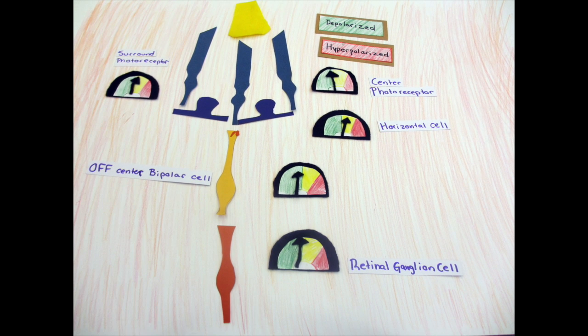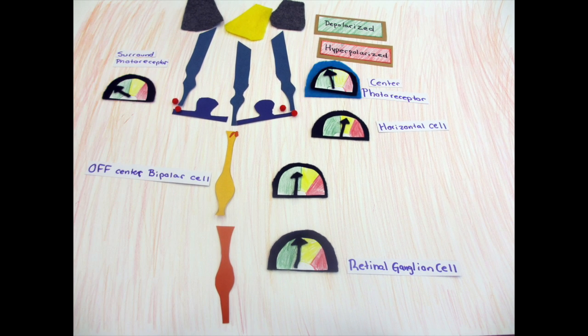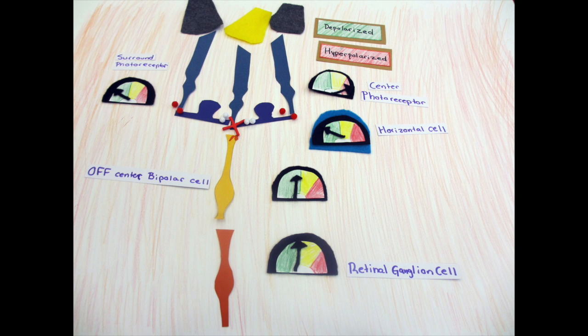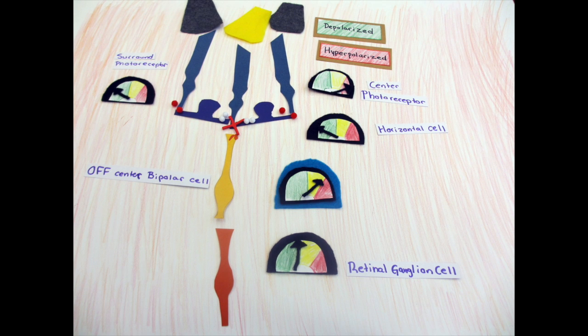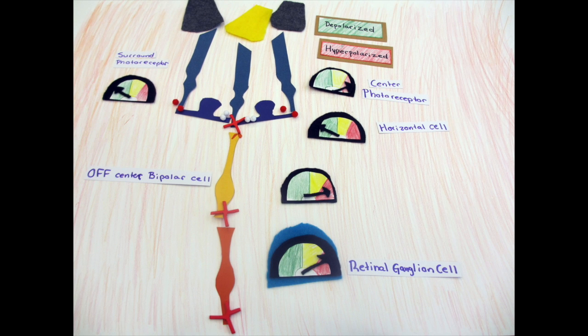Light on the center and no light on the surround: photoreceptors depolarize in response to absence of light. The center photoreceptor hyperpolarizes in response to light. This results in the horizontal cell depolarizing and releasing inhibitory neurotransmitters, further limiting the amount of glutamate getting to the bipolar cell. The off-center bipolar cell then becomes hyperpolarized, and therefore the retinal ganglion cell does not depolarize.